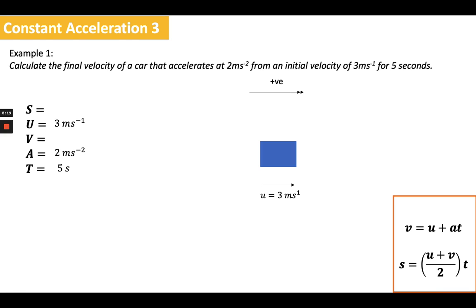Now, I also want to just double check what the question is asking me, and it says calculate the final velocity of a car. So I'm going to put a little question mark next to V. By putting that question mark, I know what variable this question is asking me to solve for.